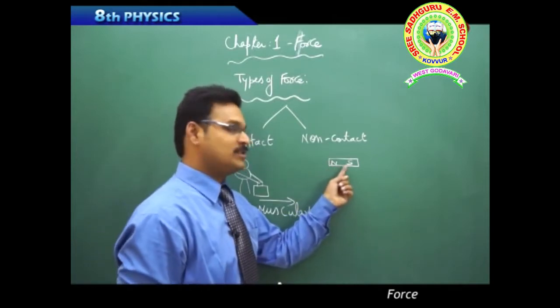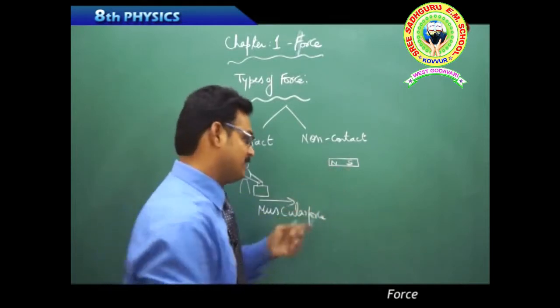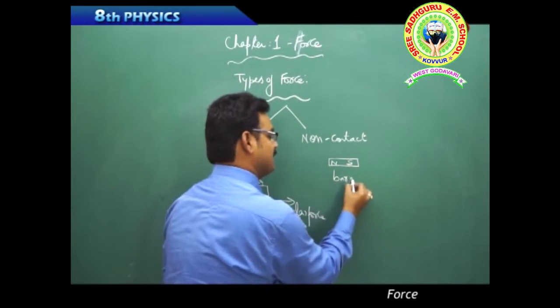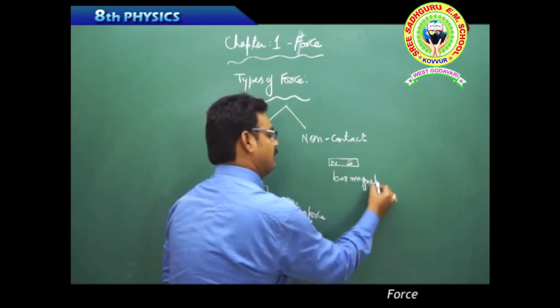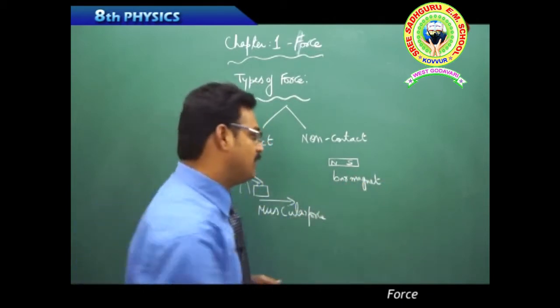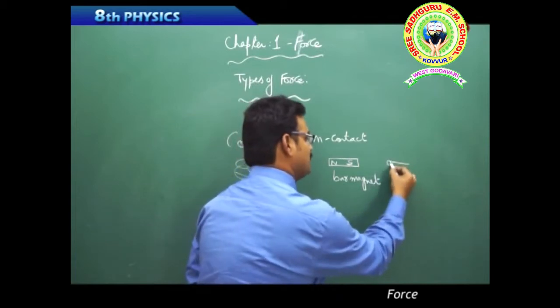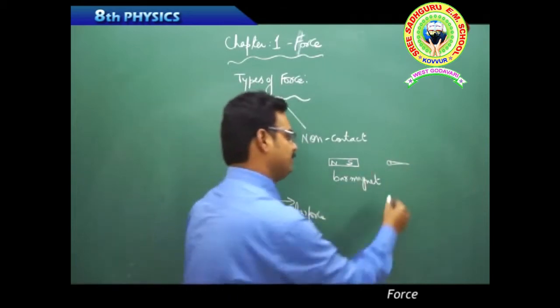This is the North Pole, this is the South Pole. So what is this called? Yes, this is called a bar magnet.